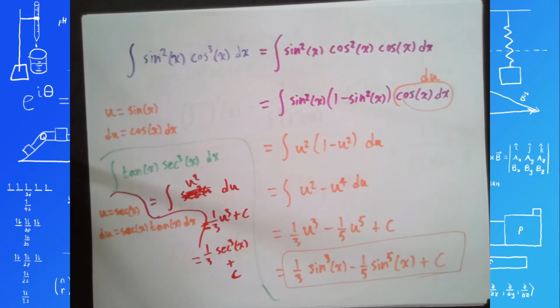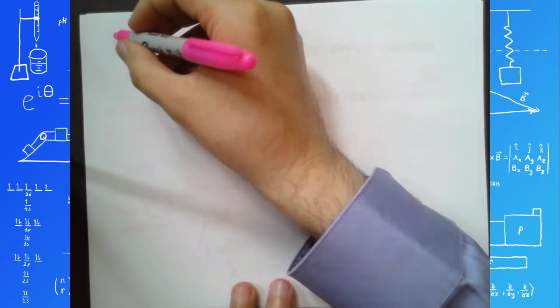Let's try something a bit more complex, still involving tangents and secants. How about this one that says integrate, it looks like tangent to the 5th, secant to the 4th.